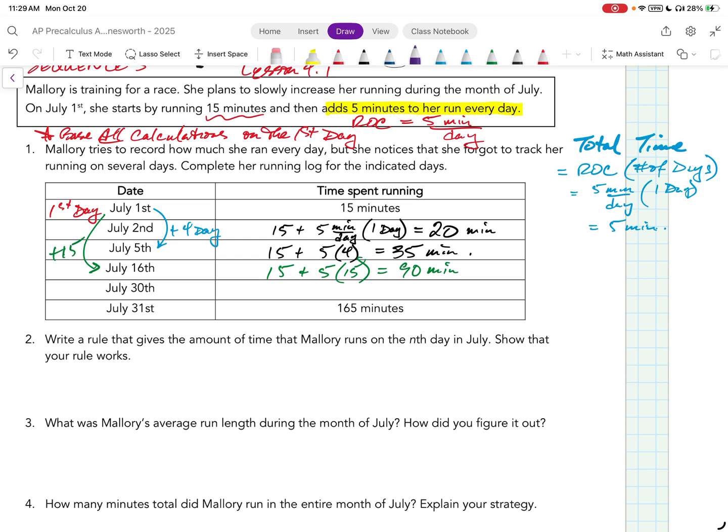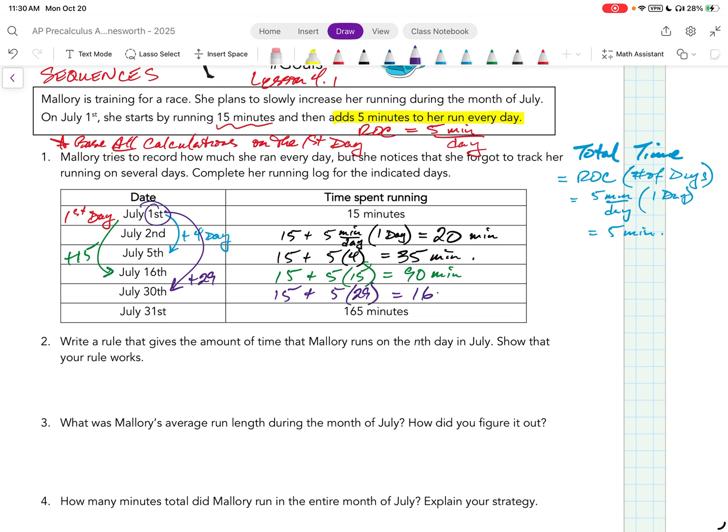So from the first, again, you always base it on the first, from the first to the 30th, that's a change of 29 days. 1 plus 29 is 30. So to base it on the first day, we're going to take 15 plus 5 minutes per day times 29 days, and that's going to give us, let me see, 5 times 20 is 100, 5 times 9 is 45, so it's 145, plus 15, that's 160 minutes total on July 30th.